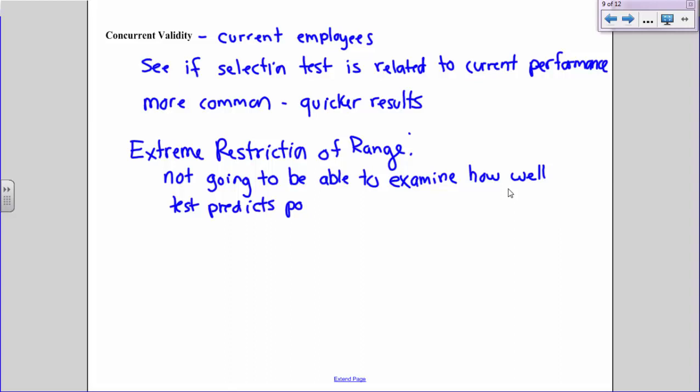Because that's important too, right? You don't just want to be able to predict high performance, but you want to make sure you don't hire those people who are going to be terrible. Because those bad employees either quit or got fired.